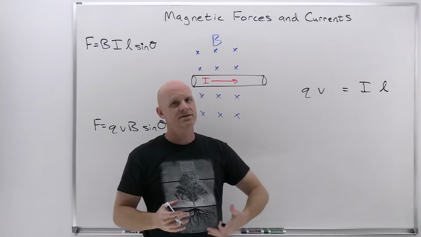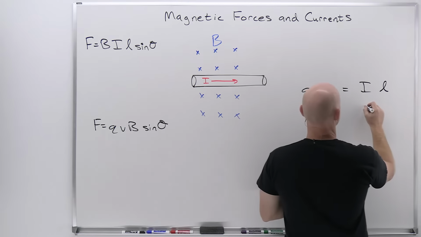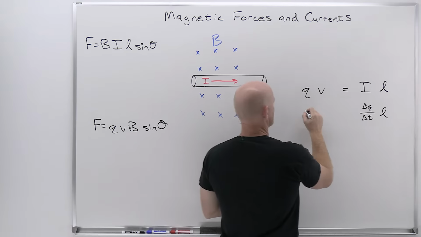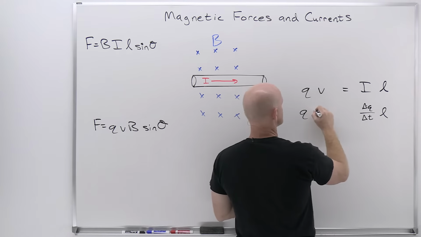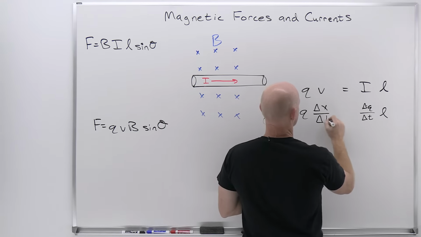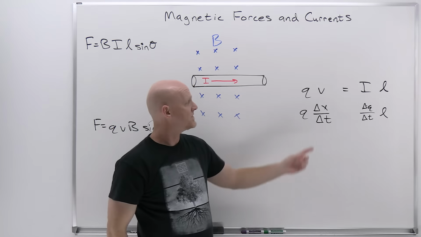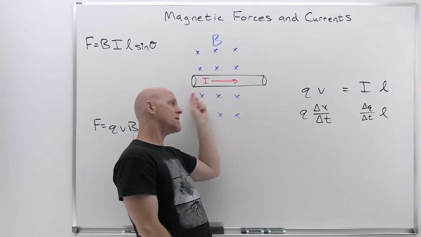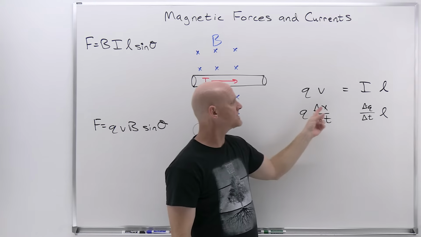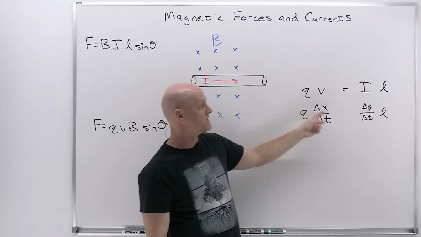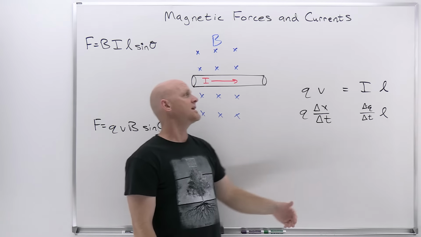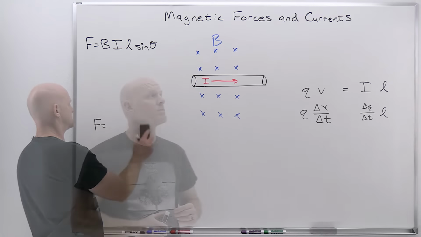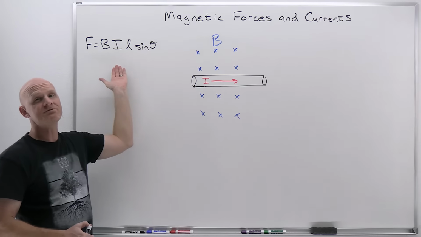So Q times V equals I times L. Well, remember that current is charge over time. So in this case, delta Q over delta T times L. And so here Q, and then velocity is delta X over delta T. And if we make the delta X here the entire length of the wire that we watch current passing through, then L and delta X would be the same, and we'd end up with very similar looking expressions. And that's why we can really derive this one from the one we learned in the last chapter.